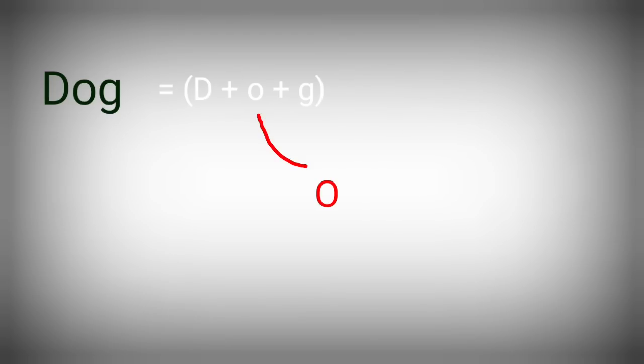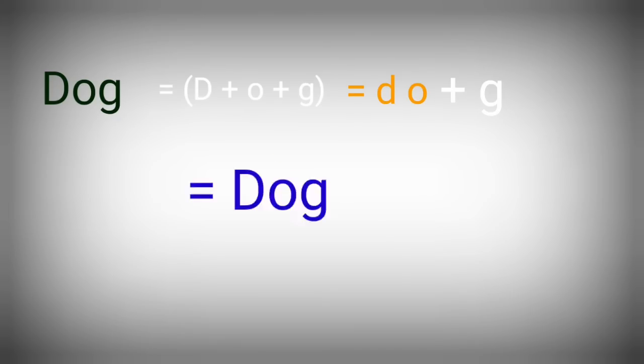Okay, let's proceed. Dog. What are the first three letters? D, O, G. Is that a vowel letter? Yes, and that is O. D, O is going to be do. When you add on the G, it's dog.